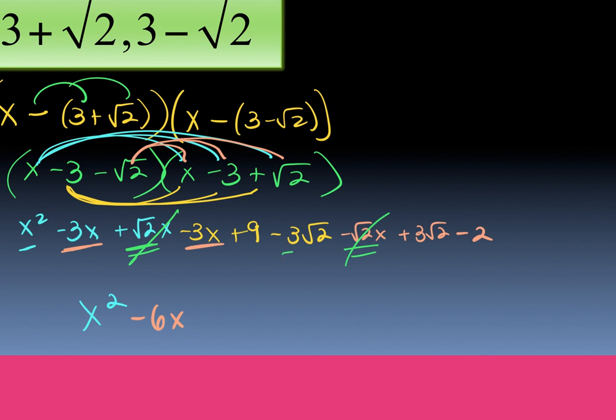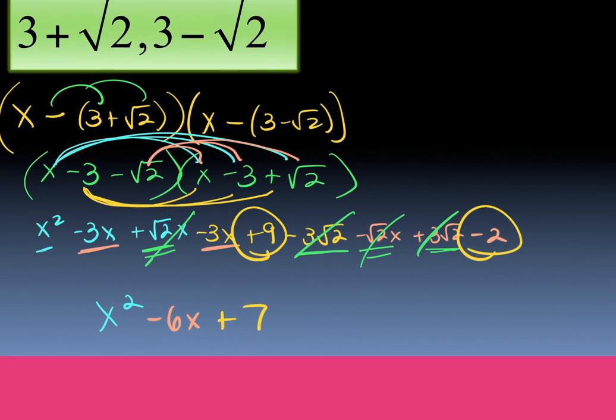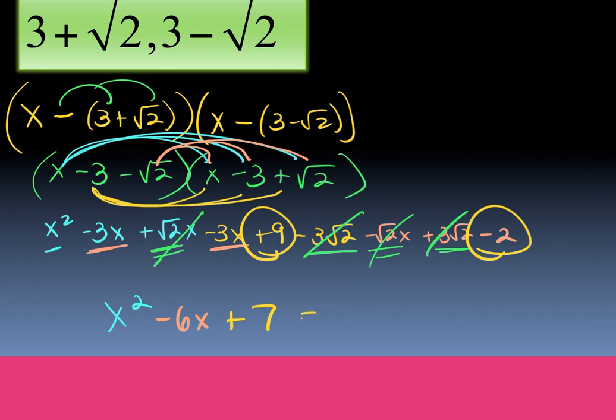I have a negative root 3 root 2 and a positive 3 root 2. Those cancel out. And then my constant that's left is positive 9 and negative 2. So this is positive 7. And it equals f of x.